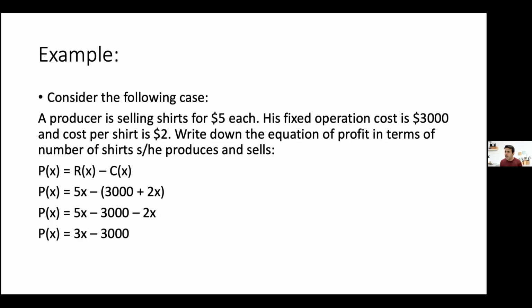Anyway, write down the equation of the profit in terms of the number of shirts. And here you go. That's the solution. You just put them all together. You have a minus outside the bracket. If you multiply that minus to every single one of those terms, it's going to be this. And if you add the like terms, as you remember in math, it's going to be 3x minus 3,000. That's the formula we need for modeling.